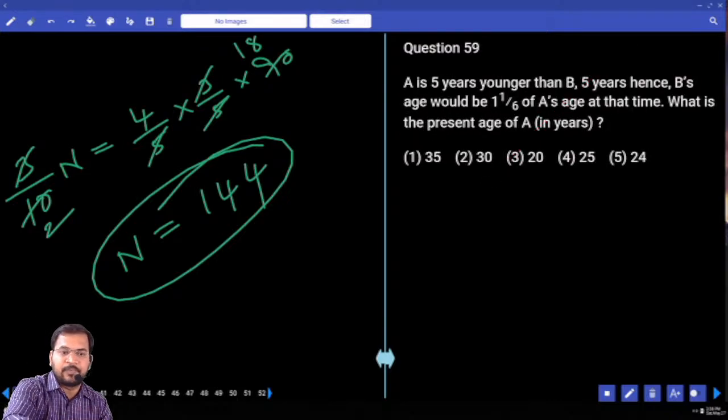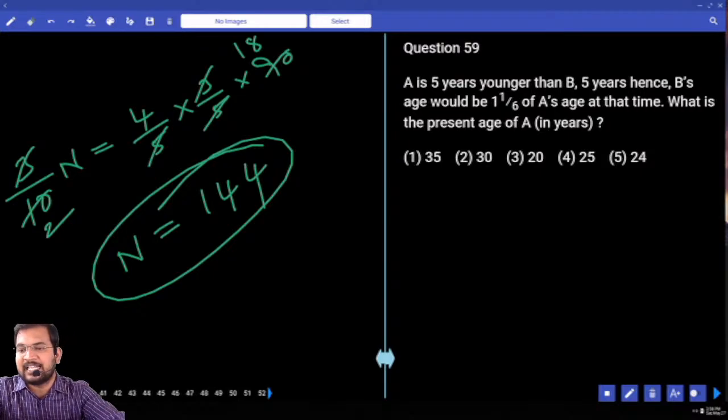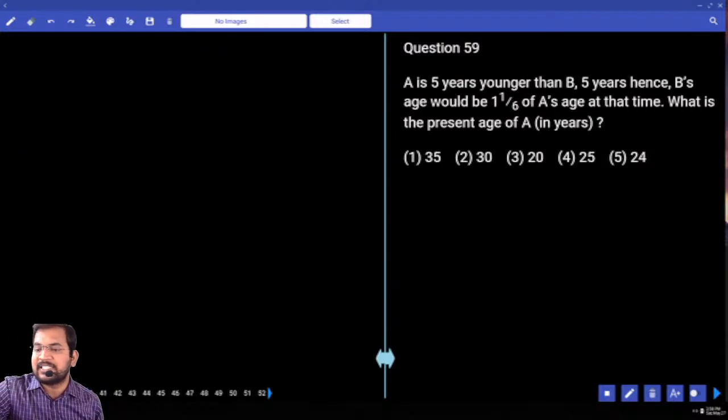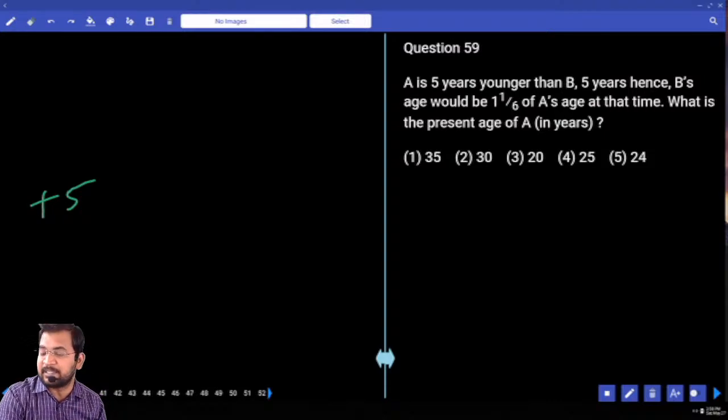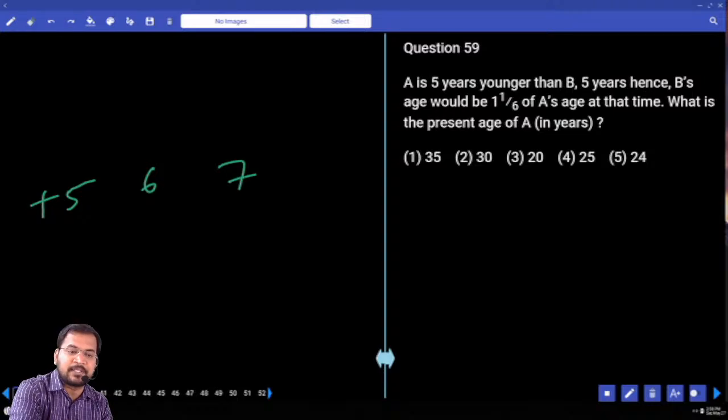Next, A is 5 years younger than B. 5 years hence, B's age would be 7/6 times A's age. Just observe here. 5 years hence, B's age would be 7/6 times. A is 6 parts, B is 7 parts. This is A, this is B.